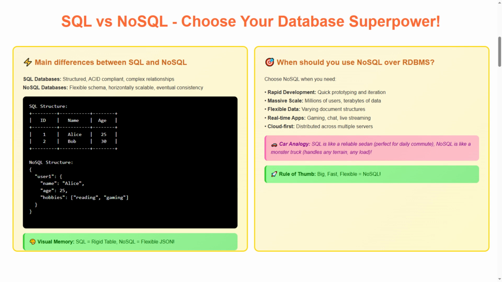Here's our car analogy section. Car analogy. SQL is like a reliable sedan perfect for daily commute. NoSQL is like a monster truck that handles any terrain, any load. And our rule of thumb section. Rule of thumb. Big, fast, flexible equals NoSQL.